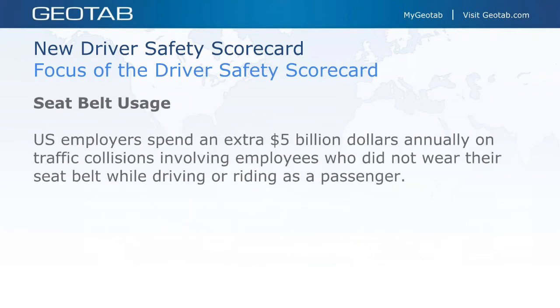Our next category after aggressive driving is seatbelt usage. U.S. employers spend an extra $5 billion annually on traffic collisions involving employees who did not wear their seatbelt while driving or riding as a passenger. The seatbelt is the number one safety tool available to all drivers. To put it bluntly, buckle up. If you remember back to taking driver's ed in high school, before you start the ignition, before you turn on the radio, before you do anything else, you put on your seatbelt.